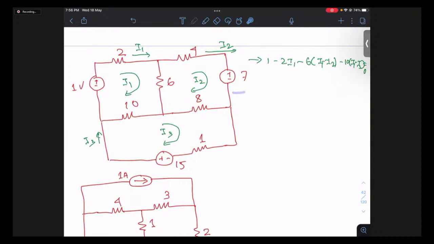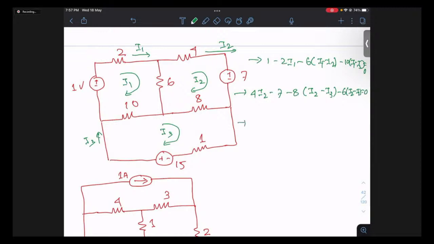In the second mesh, if you write, I mean this mesh, I'm starting from here. So minus 4I2, minus 7, minus 8 of, now it will be I2 minus I3, please, not I3 minus I2, minus 6 into (I2 minus I1) equals 0.